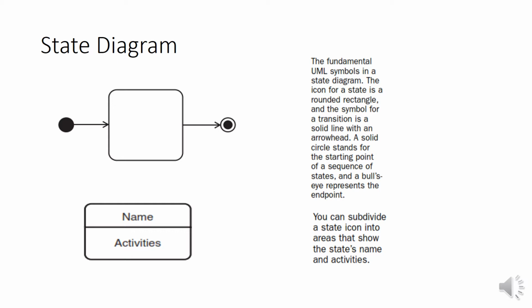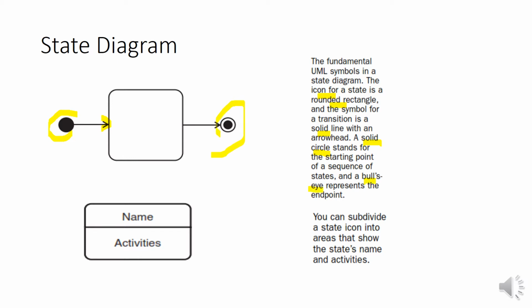The UML symbols used in state diagram: the icon for a state is a rounded rectangle, and the symbol for transition is a solid line with an arrowhead. So a solid line with arrowhead represents transition from one state to another. The starting of the diagram is a solid circle, which represents the starting point, and the bull's eye represents the end point.